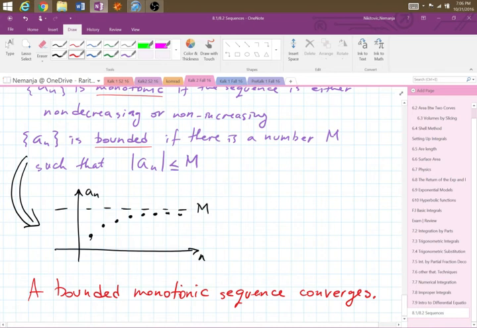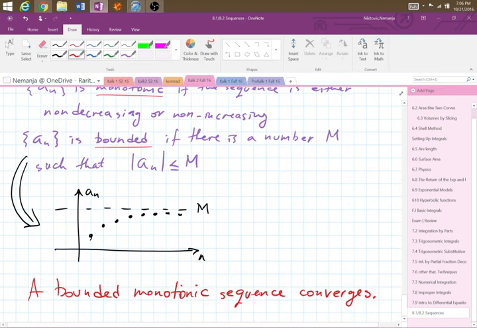This theorem here might be understood as a common sense consequence of the graph you have above. It's a bounded monotonic sequence. What does monotonic mean? Monotonic means it's always either increasing or always decreasing. So you see this one is always increasing and it's bounded, so it has to converge to the bound M.